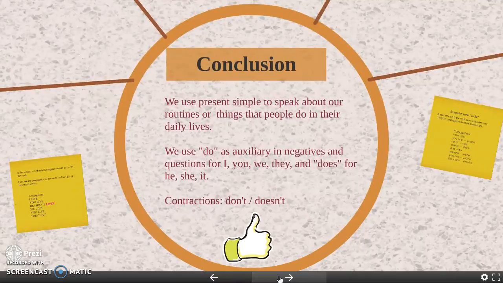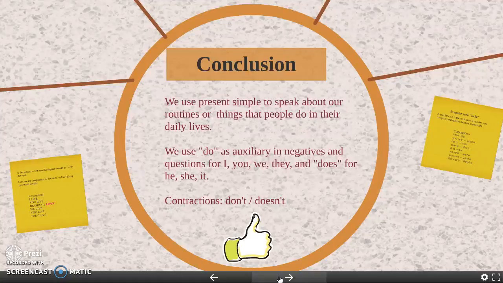Conclusion. We use the present simple to talk about our routines or the things that people do in their daily lives. We use the infinitive, but in the third person we add S. Remember, not all the verbs add an S. Some of them add ES, some of them add IES.